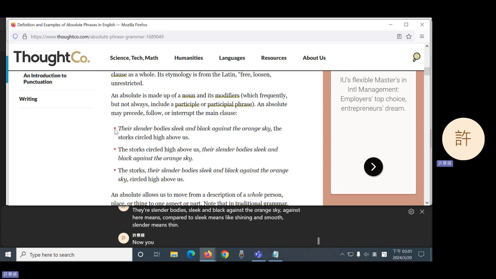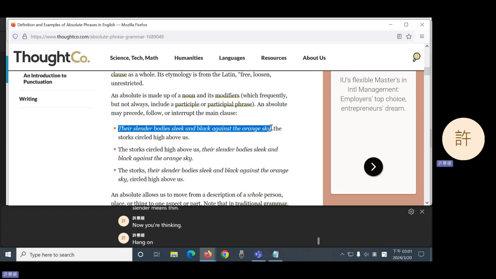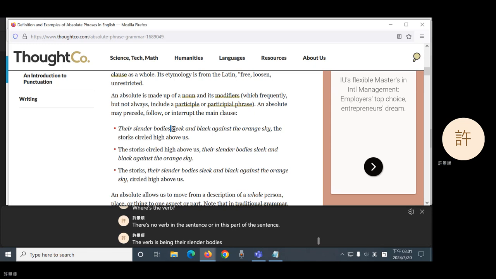Now you're thinking, hang on, where's the verb? There's no verb in this sentence, or in this part of the sentence. The verb is being. Their slender bodies are here, and therefore it has been omitted.